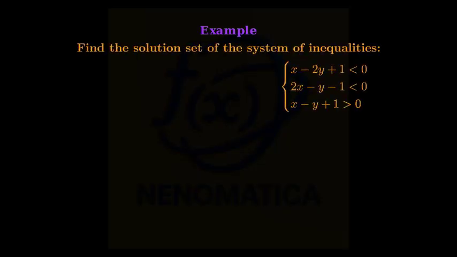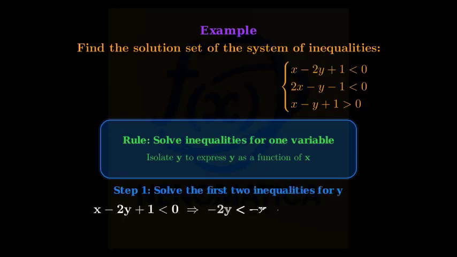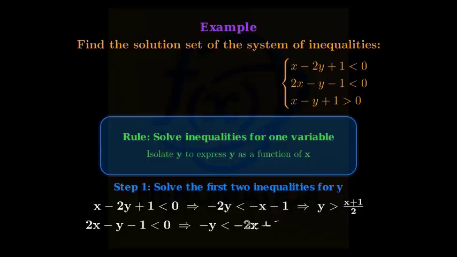We will solve a system of linear inequalities exactly following a clear 5-step structure. First, we display the example and the problem statement. Step 1. Use the rule. Solve inequalities for one variable by isolating y. From the first two inequalities, we isolate y to write lower bounds.